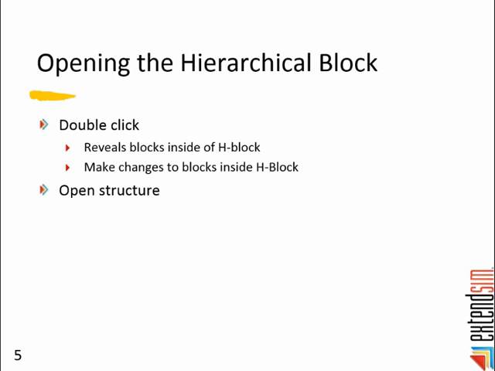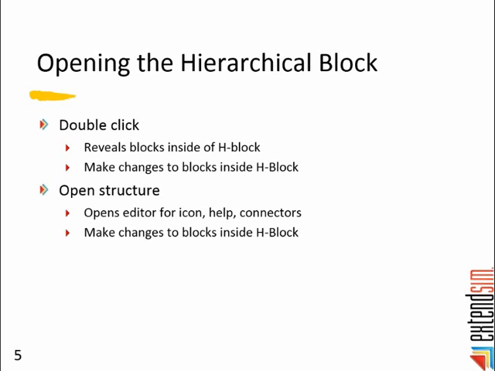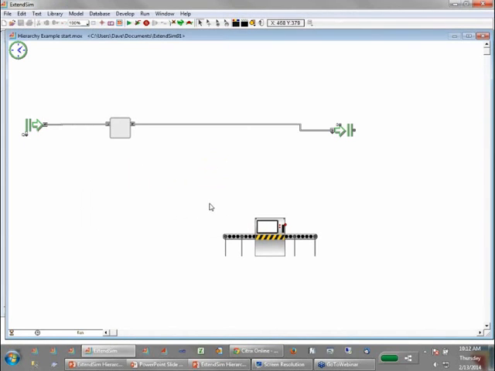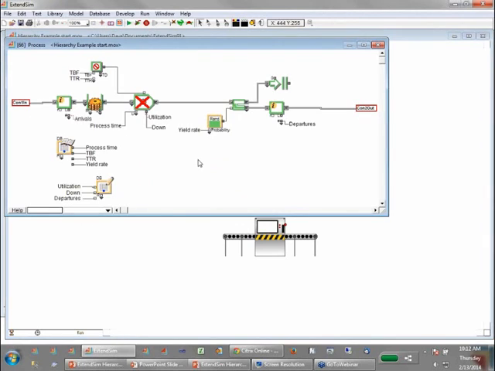Another approach is to open the structure of the hierarchical block, and this gives you an editor that you can use to edit the help, the icon, and the connectors, and it allows you to make changes to the blocks inside of the hierarchical block as well, but also the help, the icon, and all those sort of things. So let's take a look at those two methods. If I double click on the hierarchical block, then I can see what's going on here. What we're looking at is the sub model worksheet in this case.